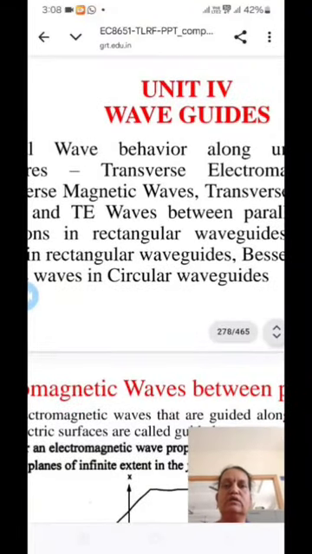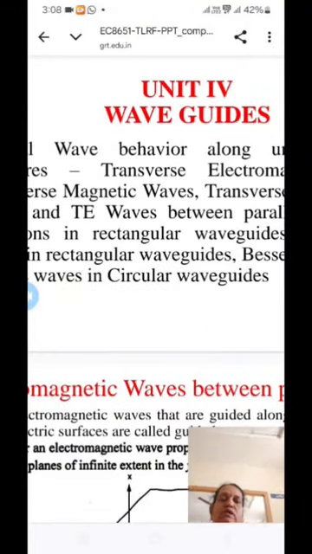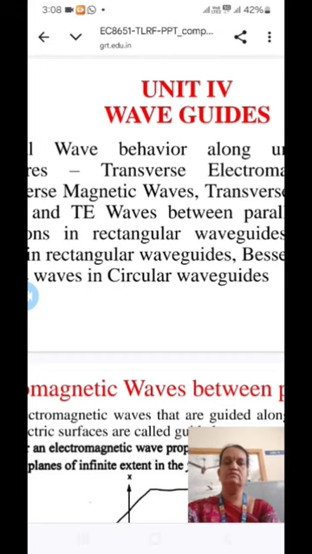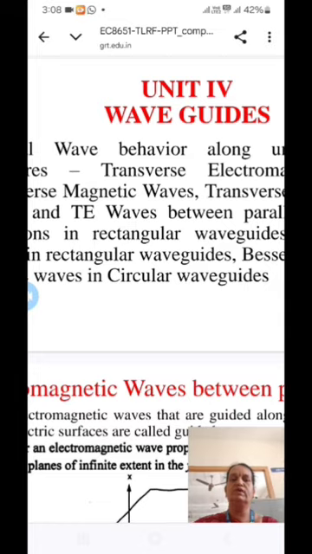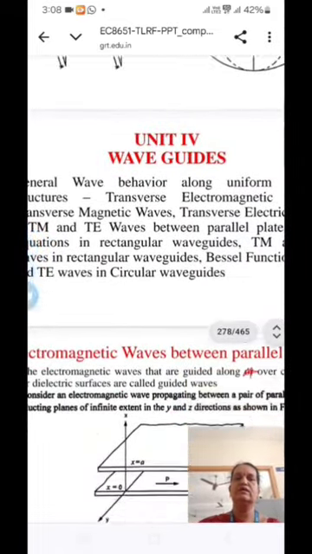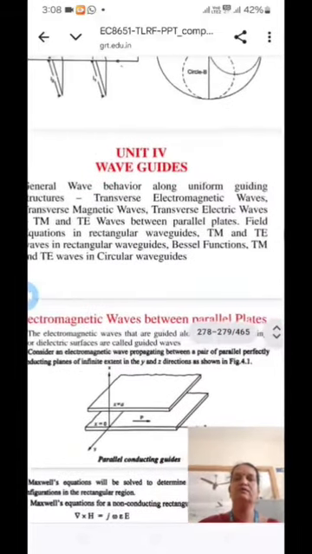Very good afternoon. We'll see about waveguides, a unit of the Transmission Lines and RF System Design subject. The waveguide definition is nothing but electromagnetic waves being guided between two parallel plates.